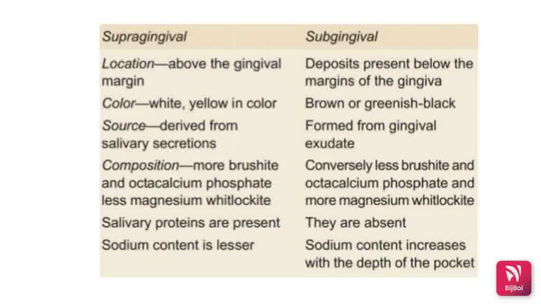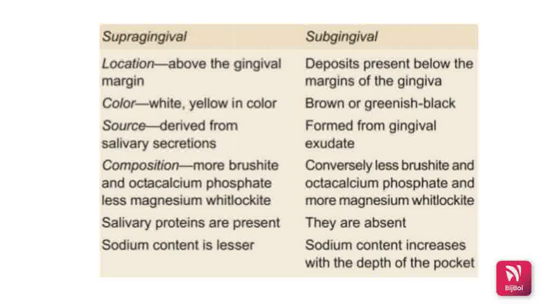The first difference is based on location. The supragingival calculus is present above the gingival margin, whereas the subgingival calculus is present below the gingival margin. The supragingival calculus is whitish or whitish yellow in color, whereas the subgingival calculus is brown or greenish black in color. The supragingival calculus derives its components from the saliva, whereas the subgingival calculus derives its components from gingival exudate.